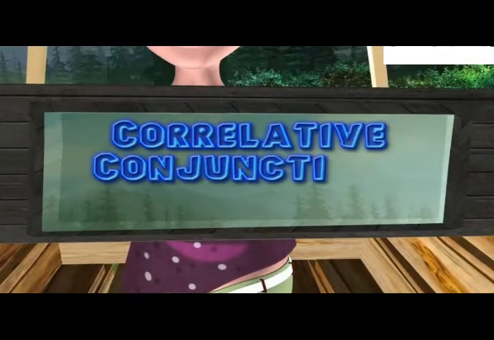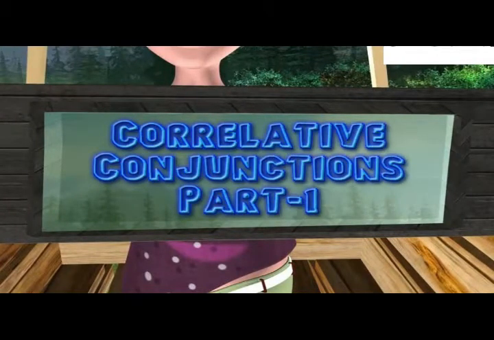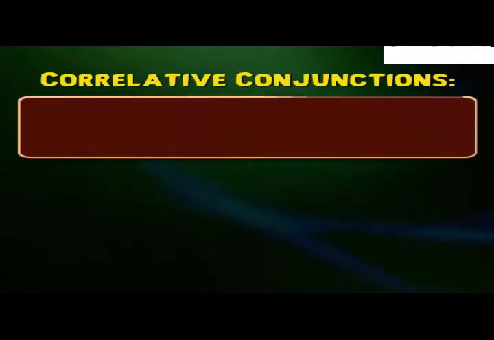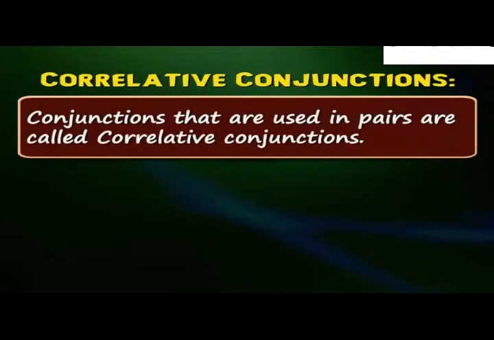Correlative conjunctions, Part 1. Now let us learn about correlative conjunctions and their use in detail. By definition, conjunctions that are used in pairs are called correlative conjunctions. So paired conjunctions that link balanced words, phrases, and clauses are called correlative conjunctions.